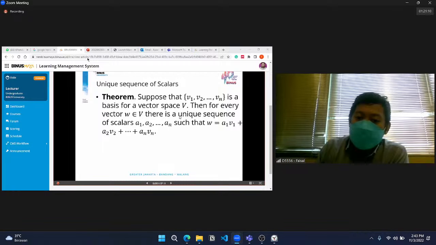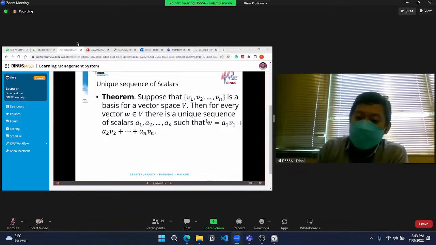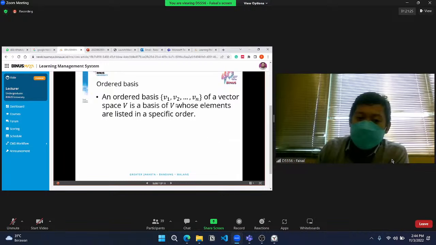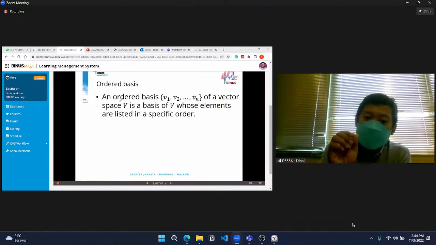So it means a unique sequence. It means there is no other sequence. There are no two sequences for this linear combination. Because the sequence of scalars is unique, we now consider an ordered basis.